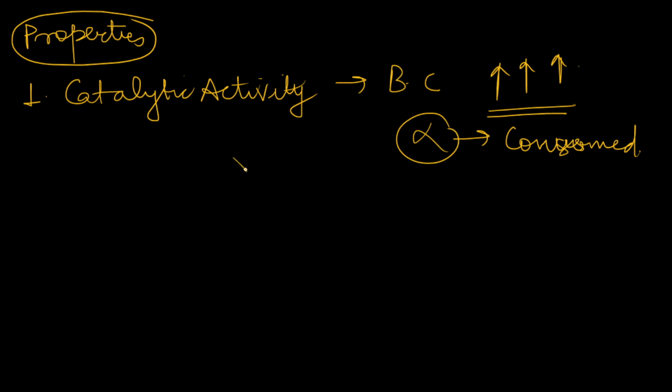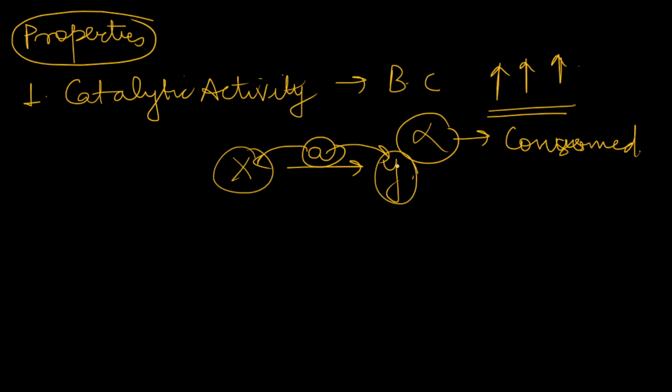Suppose here is a chemical reaction, X is getting transformed to Y, and enzyme A is used. This enzyme is used here, but it is not consumed in this chemical reaction. It neither forms part of X nor becomes part of Y. So this is what I am trying to say. So it is the first property.